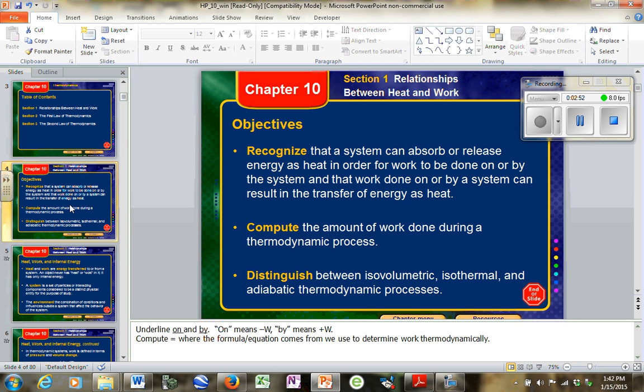On the second bullet item, where it says compute the amount of work done during a thermodynamic process, I'm going to show you where we get the equation that's used to determine work thermodynamically. I'll show you how stuff we've already done corresponds to that, how it lends itself to coming up with a nice formula. And thirdly, distinguishing between volumetric, isothermal, and adiabatic thermodynamic processes. We'll get to that. I'll give you the definition and an example of each of them that might be better than what you might read in the book.